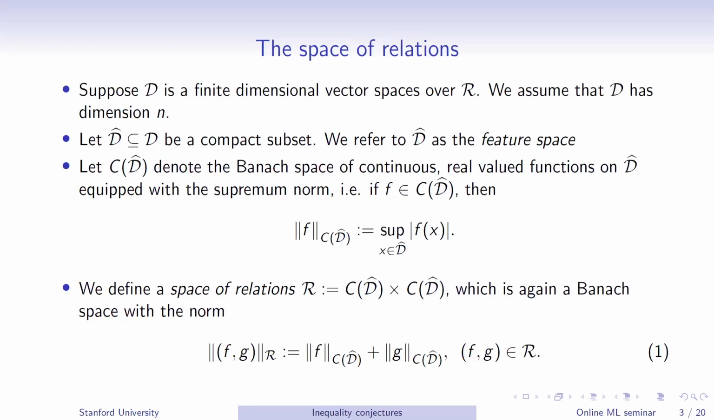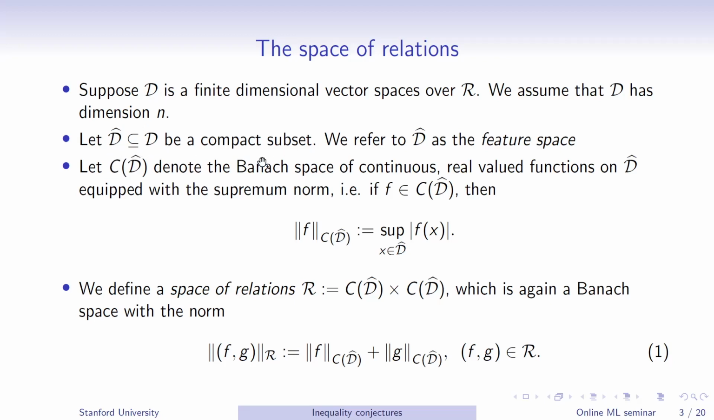Okay, so the way we formalize this problem is as follows. We start with something called the space of relations. The basic setup is this: we have D, a finite-dimensional vector space over the real numbers. We assume D is n-dimensional, something like R^n, over the real numbers. The setting we are going to deal with is a compact subset of D. So D-hat is going to be a compact subset.